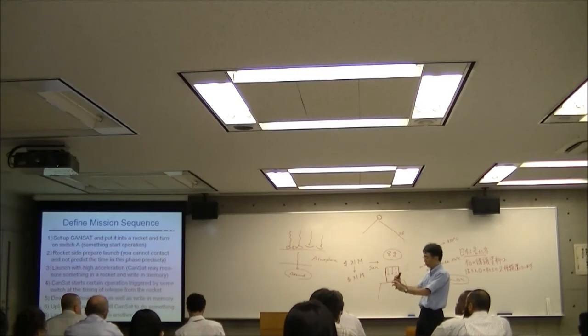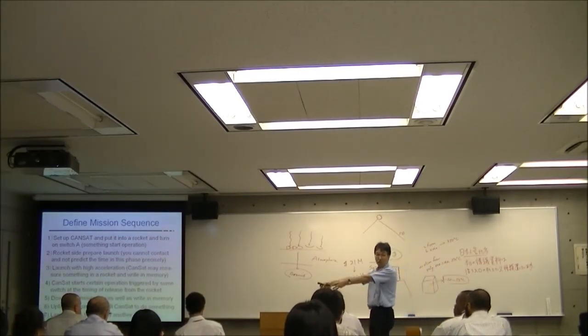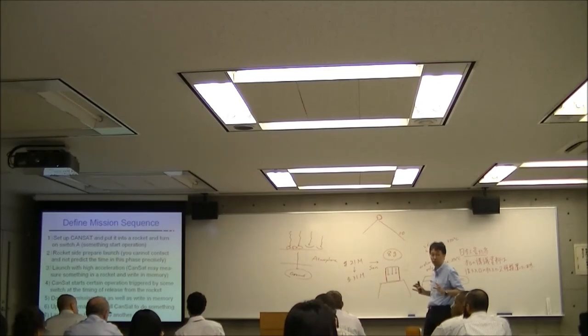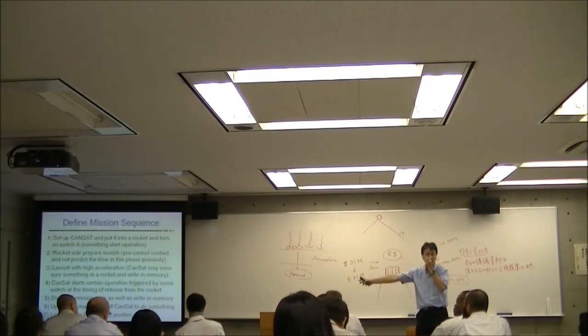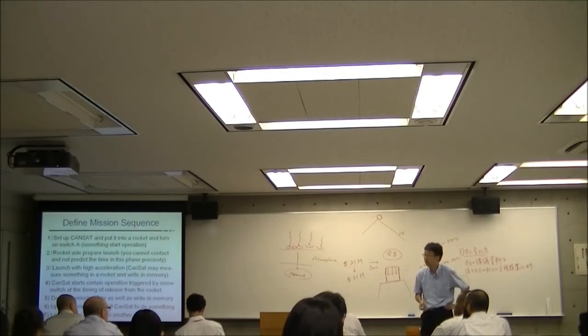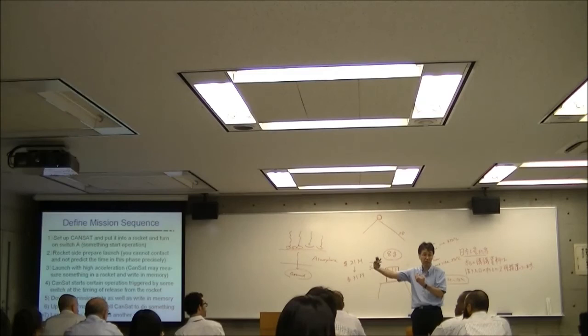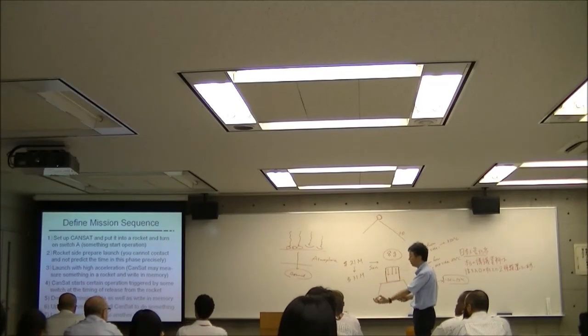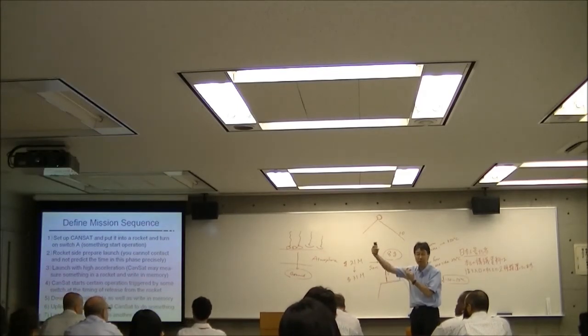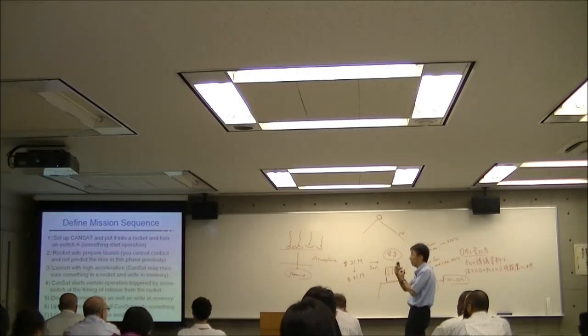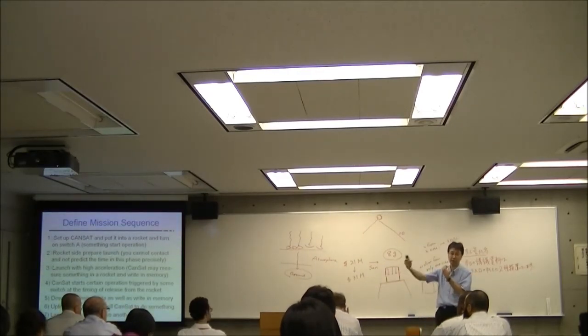So you send your CanSat and hand it over to the rocket side. And then you cannot do anything. And this rocket preparation time cannot be predicted in many cases. And then the rocket will launch with high acceleration and vibration. And during that time, CanSat may measure something, for example, the rocket vibration or rocket acceleration. This can also be a mission, another type of mission. And write them into the memory. Because at this time, you can't send the RF signal to the ground. The only thing you can do is to measure something and store that in the memory.